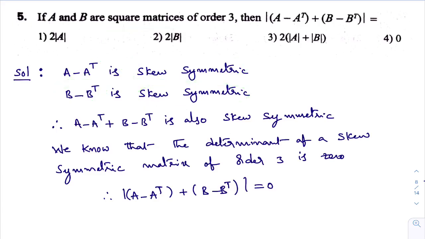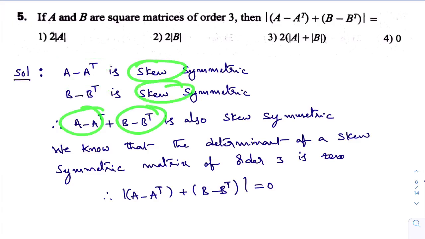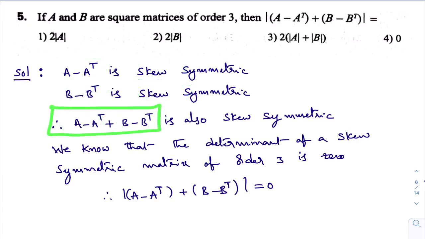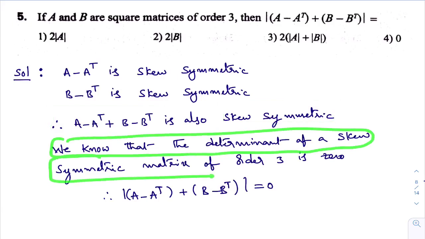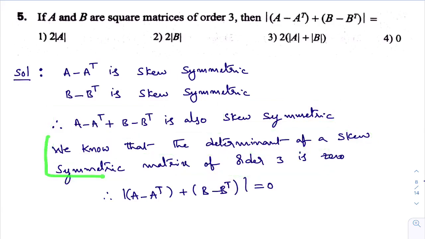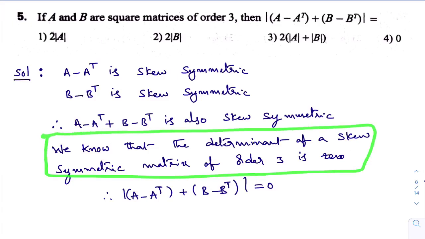Now, what I know is that the addition of two skew symmetric matrices is again a skew symmetric matrix. See, this is a skew symmetric matrix, and this is also a skew symmetric matrix. The addition of these two is also a skew symmetric matrix. This is the point you need to know. Or else you can take two skew symmetric matrices and add them, and you will get a skew symmetric matrix, because you know the general pattern of a skew symmetric matrix that you learned in PUC. We know that the determinant of a skew symmetric matrix of order 3 is 0. While learning properties of determinants, I gave this point clearly.